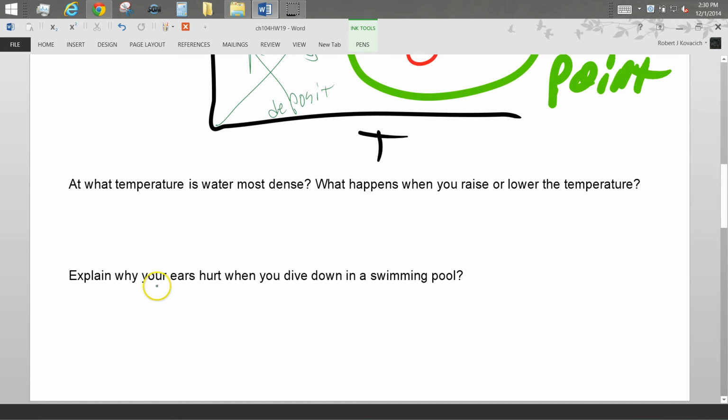So how about this one about water's temperature? 4. Okay. So at 4 degrees Celsius, water's most dense. And what happens when you raise or lower the temperature? So what happens to its density? Density decreases if I raise or lower the temperature, which again is very, very weird.